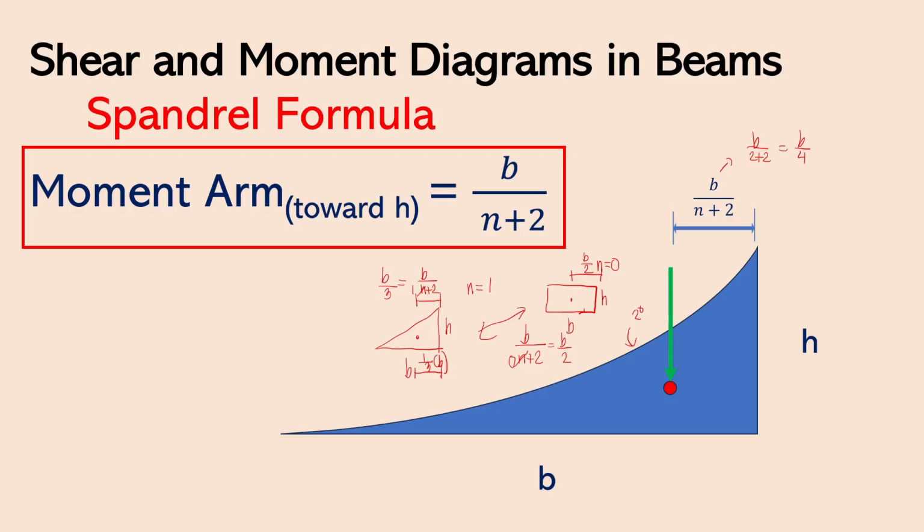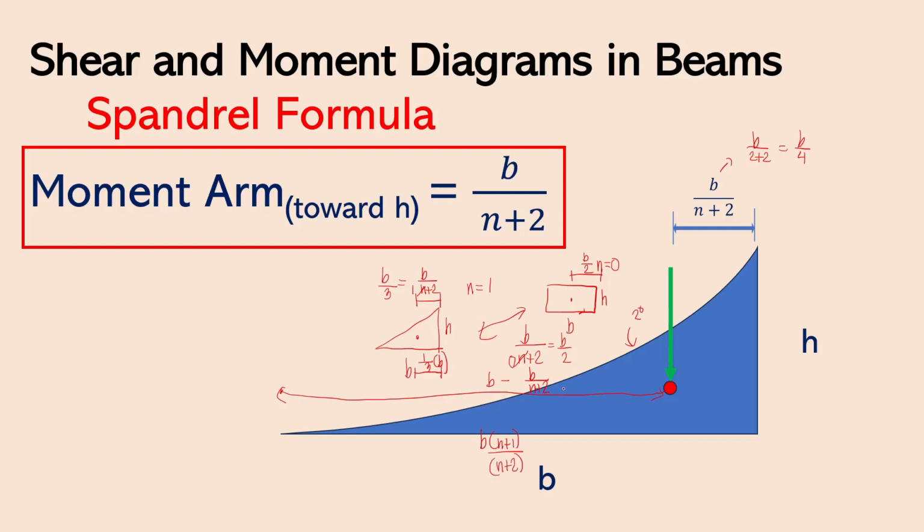Now, we also have a general formula for this distance from here toward the centroid. However, I won't derive it, because you can just memorize it, since this distance will just be b minus this distance. Or I'll just write it, this will be b minus b over n plus 2. And so, this will just reduce into b times n plus 1 and then over n plus 2.